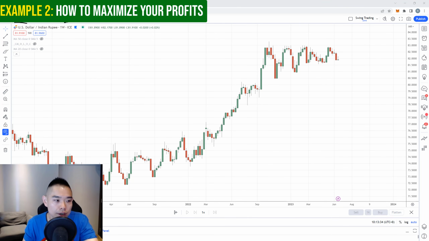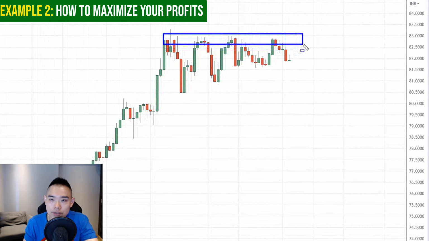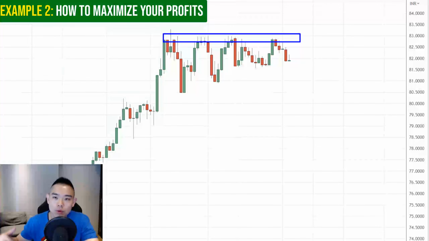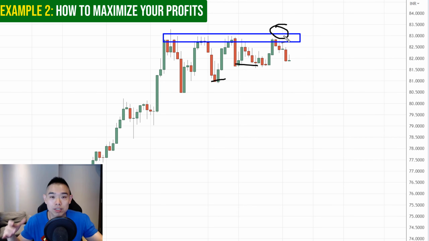So this one over here, notice this is the area of resistance. And what price action do you see as the price approaches resistance? If you say a crawler move into resistance, woohoo! You're right. You can see a series of higher lows coming into this area of resistance. So if you ask me, there's a good chance this market could break out higher.